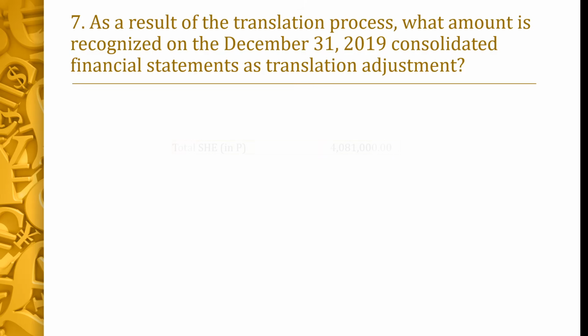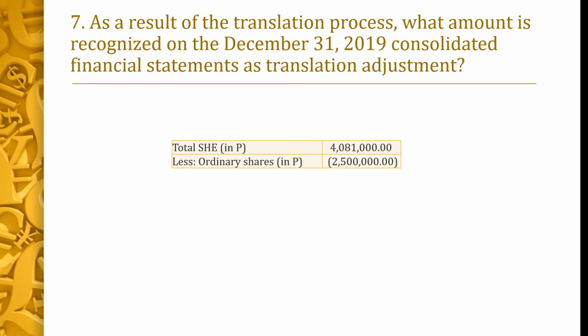Okay? So, paano yon? Diba ang total share natin kanina is 4,081,000 in peso? Then, nung tinranslate natin yung ordinary shares, 2.5 million. And also, the translated balance of the retained earnings account, 1,354,000. Ima-minus lang natin yung sum ng dalawang yan, may makukuha tayong difference. Ano itong 227,000 na ito? That is already your translation adjustment. Okay? So ang sagot natin for number 7 is 227,000.